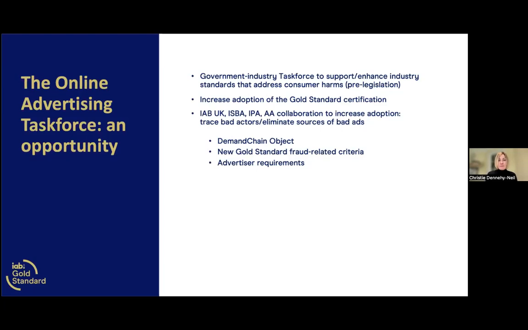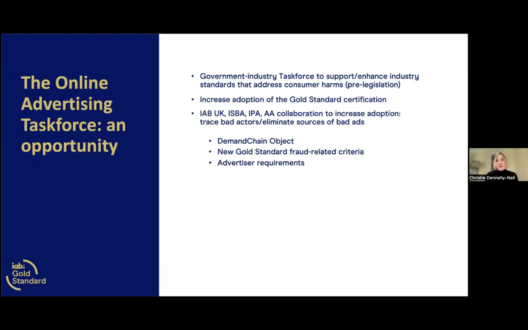We'll have some more details to share about the task force work over the next few months, but the reason why it's really relevant today is that there is a specific focus within that work on the new fraud-related elements of the gold standard criteria, because they can both help to protect consumers from seeing harmful ads and scam ads in the first place, and they can help to identify and eliminate the sources of bad ads in the supply chain.